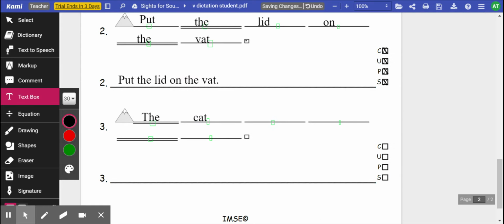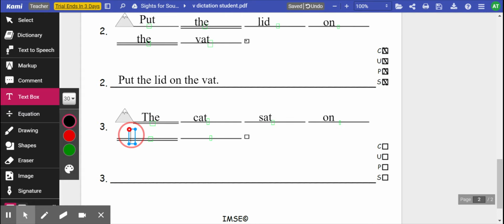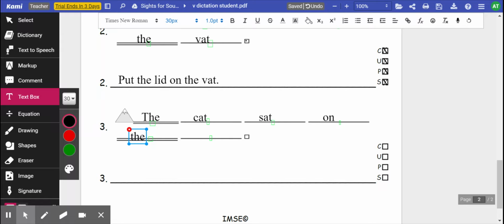Next word is sat. So sound it out. Sat. The next word is on. Sound it out. On. O says o, N says n. Last word is the. T-H-E. And van. V says v, A says a, N says n. The cat sat on the van.